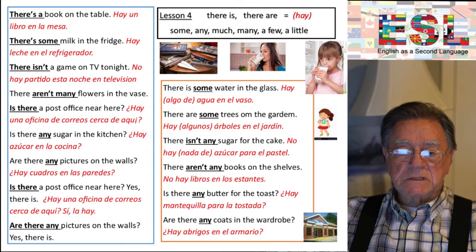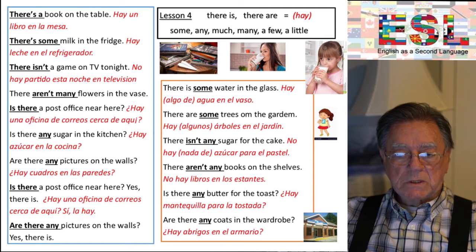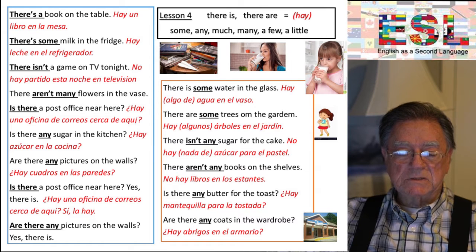phrase, is there a post office near here? It's a question. Is there a post office near here? Hay una oficina de correos cerca de aquí, in Spanish. And here's one. Is there any sugar in the kitchen? Hay azúcar en la cocina. Is there any sugar in the kitchen?